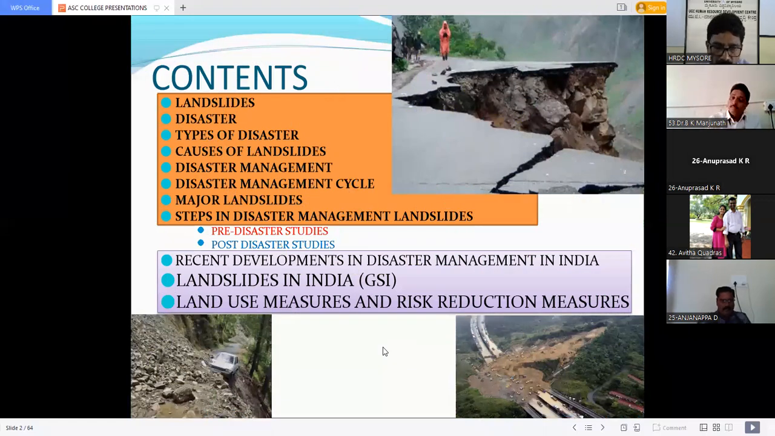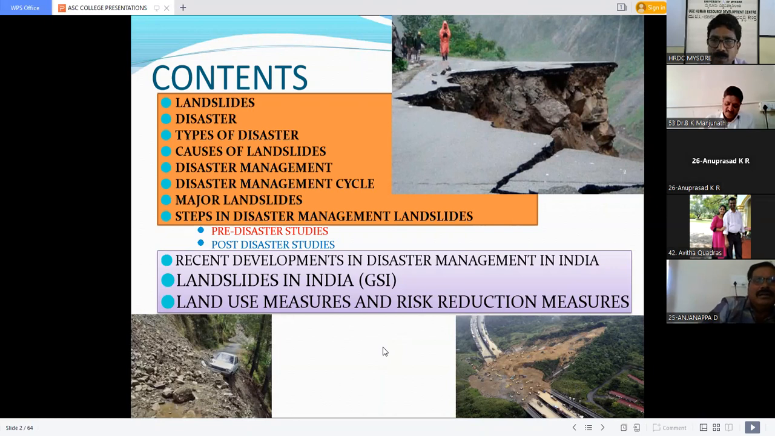Now I'm telling you the topic is landslide: types of disasters, causes of landslide, and how to manage the disaster, the management cycle, and at present what landslides occur and what steps we take in the management of landslides, how the pre- or post-disaster studies should be done, and recent developments in disaster management in India, particularly landslides in India, which are covered by the Geological Survey of India.